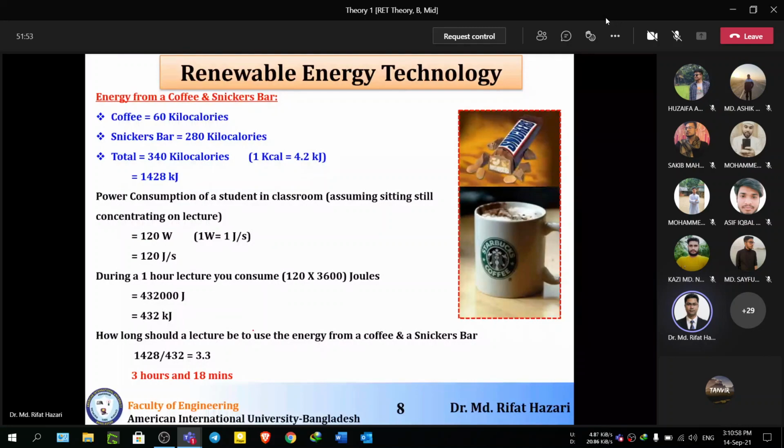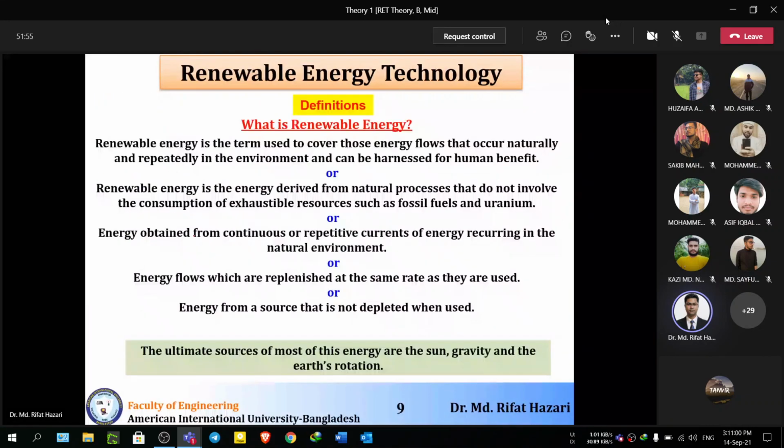Okay, let's go back to the lecture again. So, you already have the idea of what is renewable energy, okay? It actually has many definitions. I have put around 5 definitions over here, but every definition is actually saying the same thing, okay? Same thing. So, what is renewable energy?